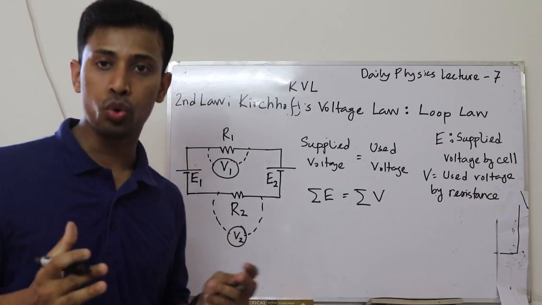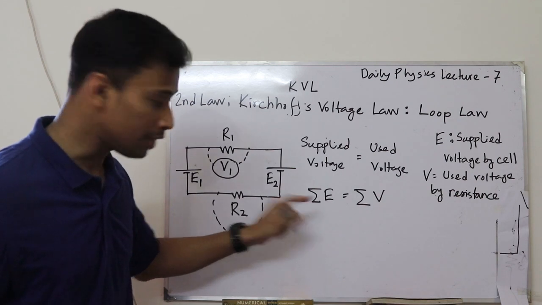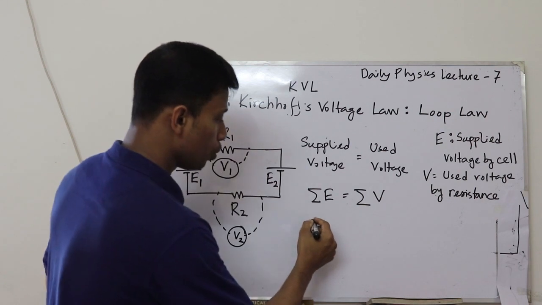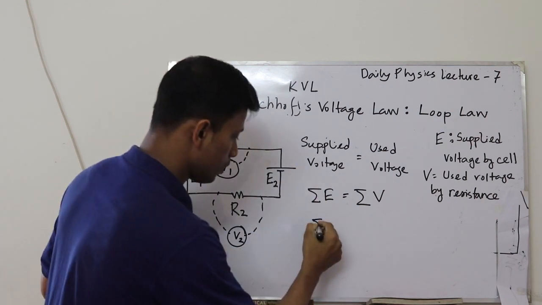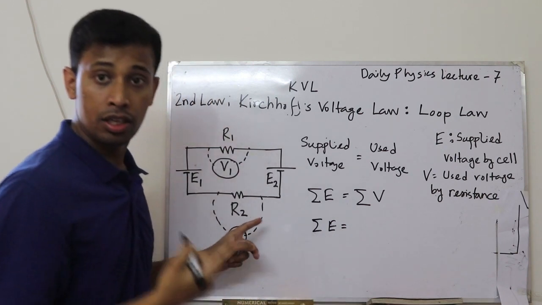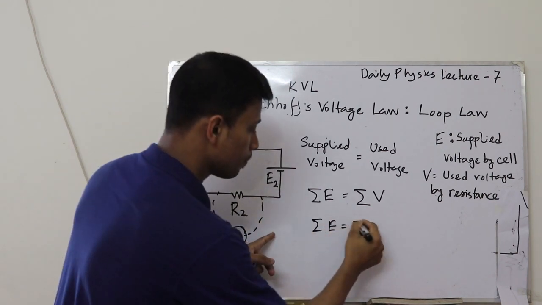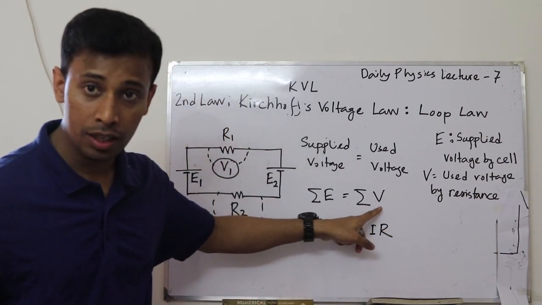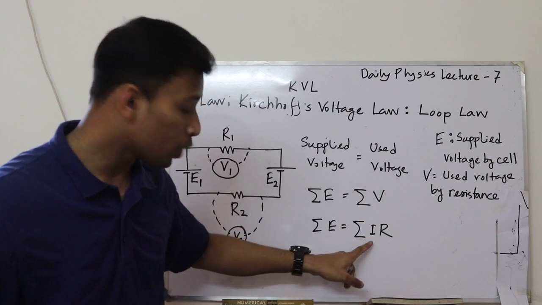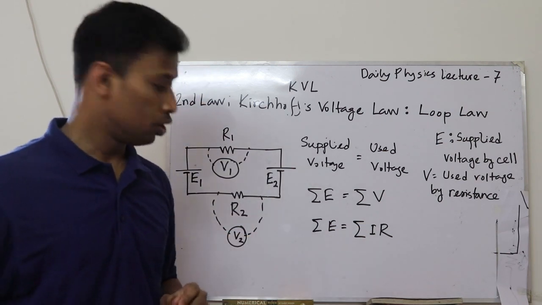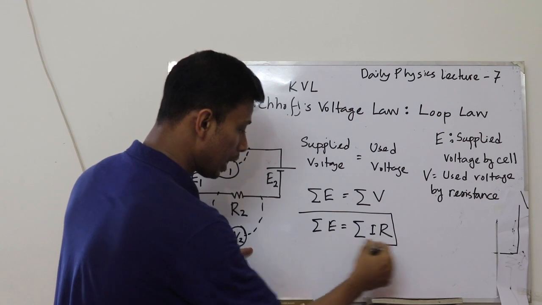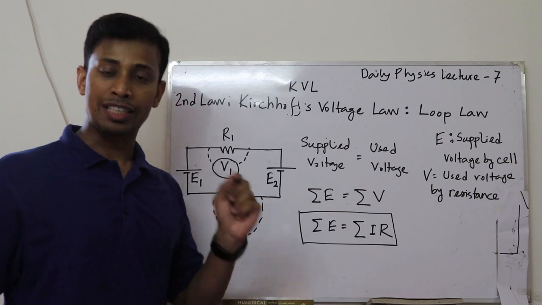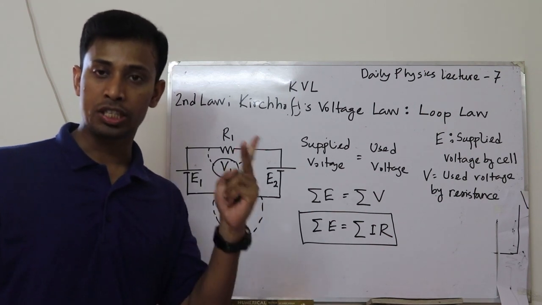How many supplied do we have? 2, right? And how many voltages do we have? 2. So we know that the voltage can be written as IR. So in place of V, that means the consumed voltage, we can write I into R. So this last line, this is the statement of Kirchhoff's second law.